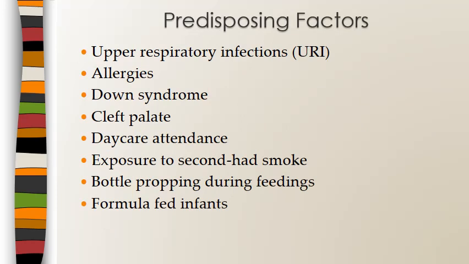There are some predisposing factors that we see with children who develop otitis media. So they are respiratory, children who have had upper respiratory infections, who have allergies, who have Down syndrome, who have a cleft palate. We'll talk more about that later. Daycare attendance, exposure to secondhand smoke, parents engage in propping the bottles during feedings, and also we see an increased incidence of children who are formula fed.